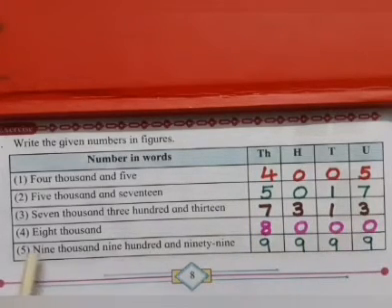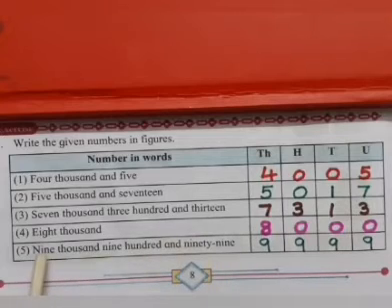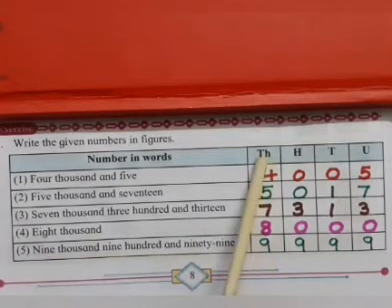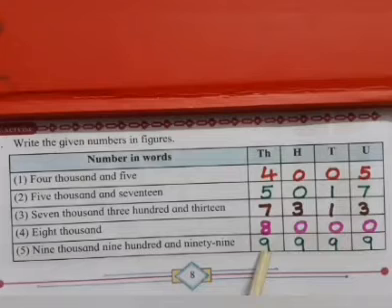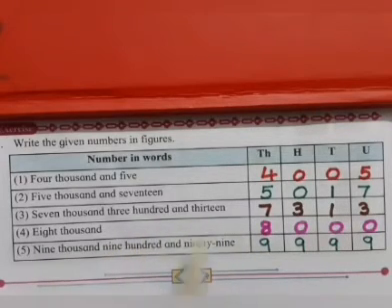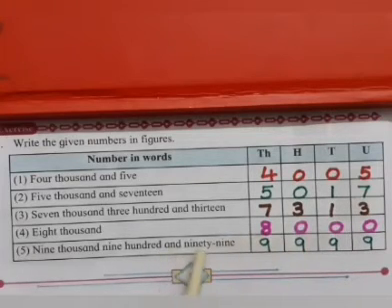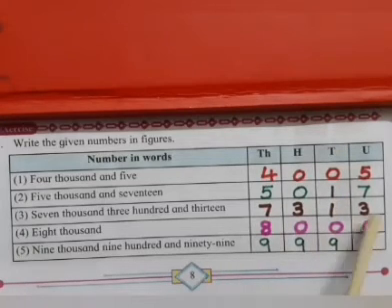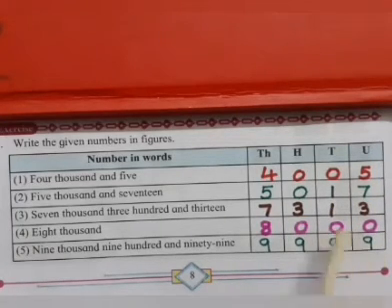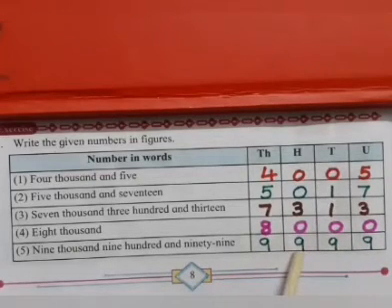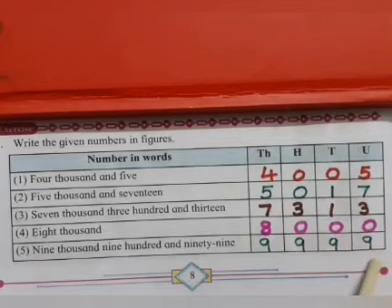The last one. 9,999. So we have 9,000. So in the thousands place we'll write the number 9. 900. So in the hundreds place we'll write the number 9 and 99. So 9 in the tens place and 9 in the units place. So now our number is 9,999.